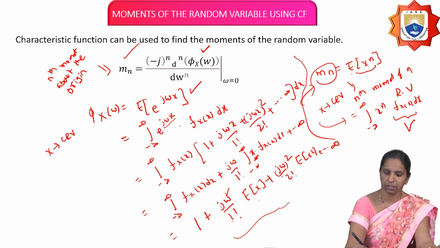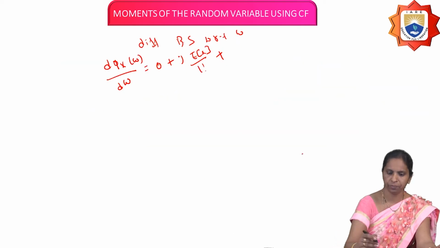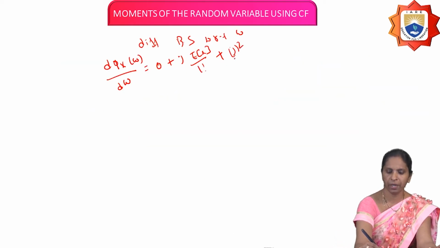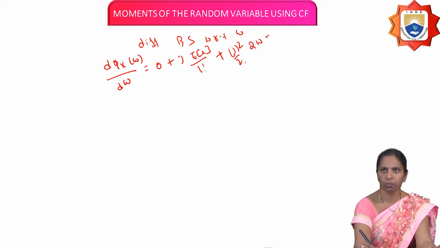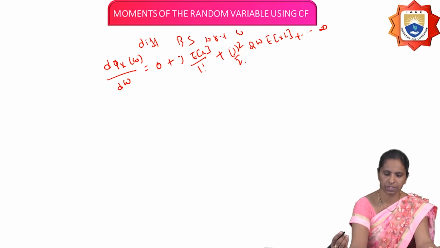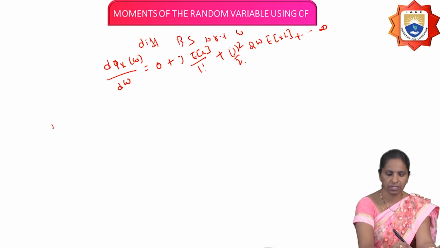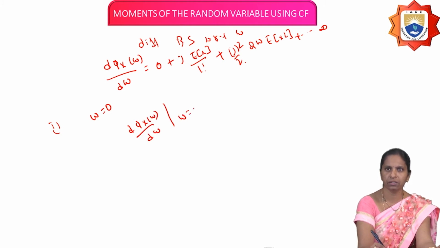Plus, here j square by 2 factorial and E[X square] are constants when you are differentiating with respect to ω. The differentiation of ω square with respect to ω is 2ω. Then write down here, j square by 2 factorial into 2ω into E[X square], plus and so on up to infinity. You can write down the terms. Now, first case I am taking ω equals 0. Then what can you obtain here? dφ_X(ω) by dω when ω equals 0.